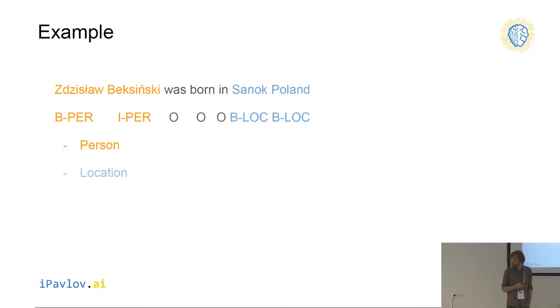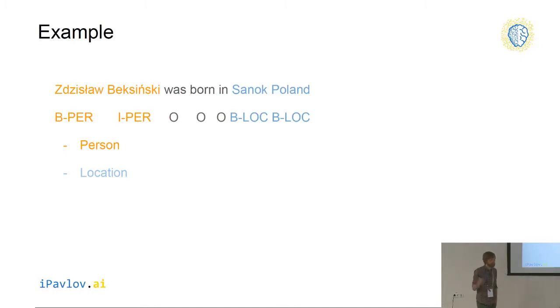How would it look if the name contains a middle name? Oh, it would be three consecutive tokens and three consecutive tags, which would be B-person, I-person, I-person. Okay.